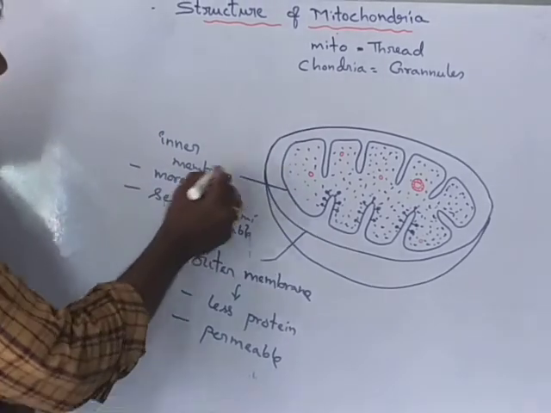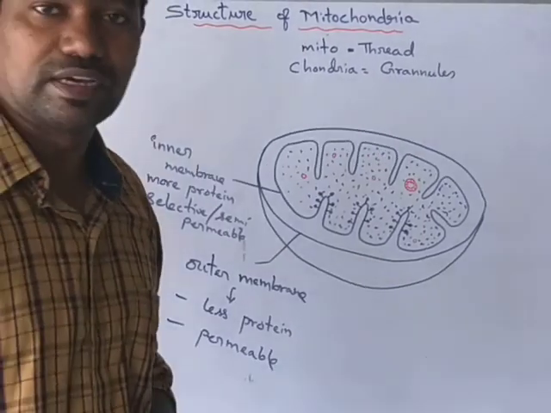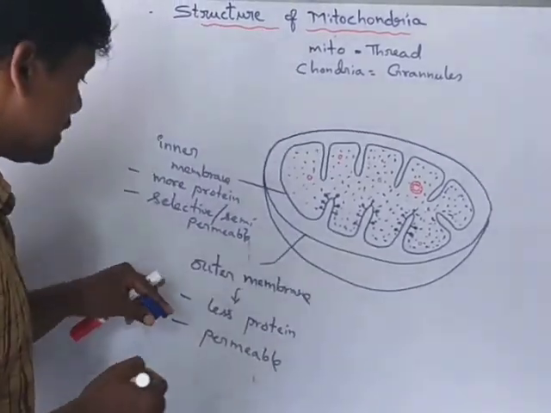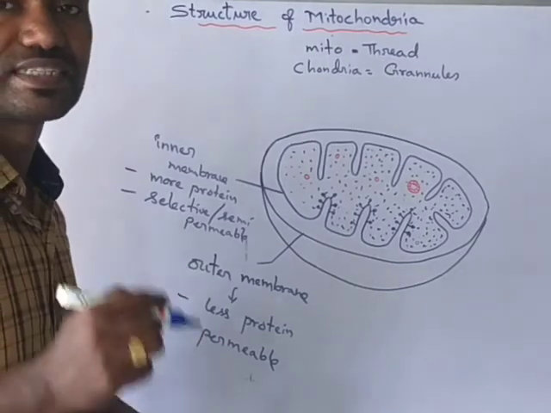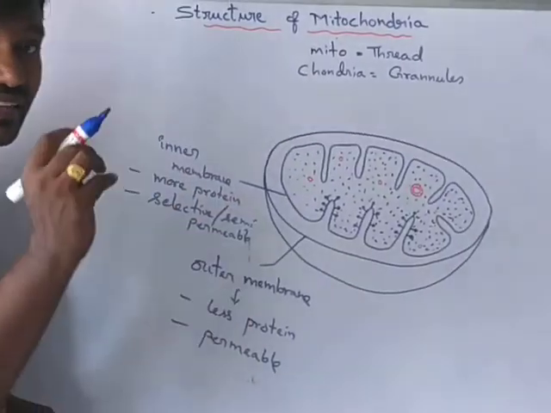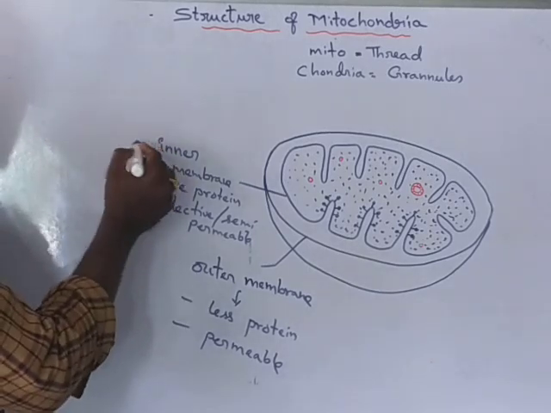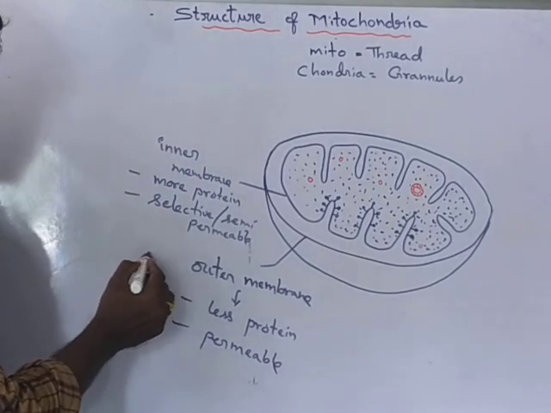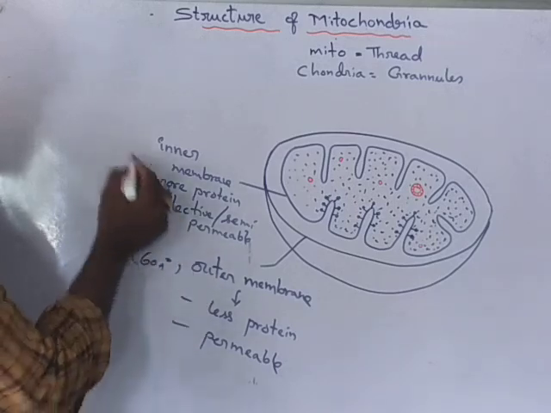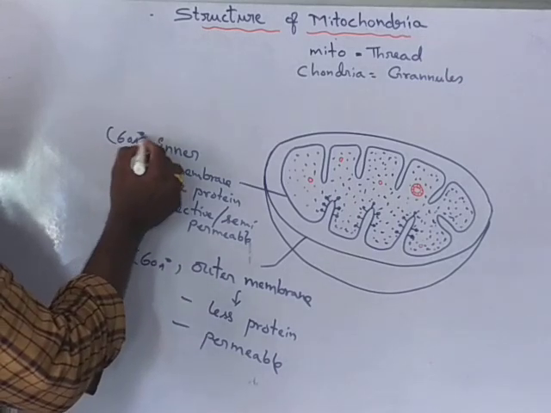This is the nature of the inner membrane. Each membrane has a thickness of about 60 angstroms.